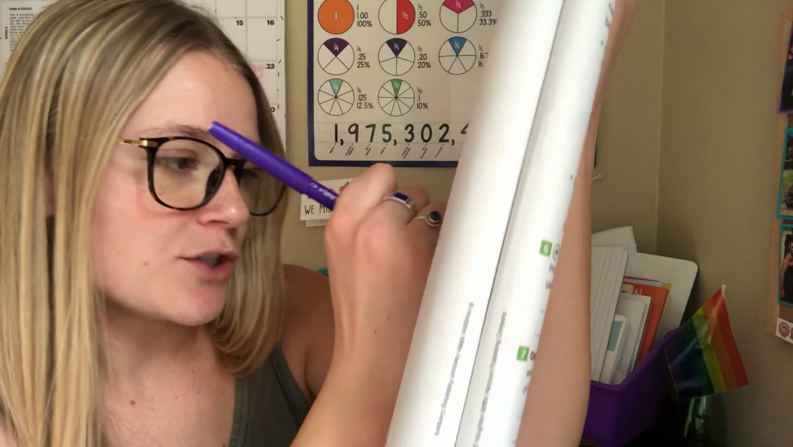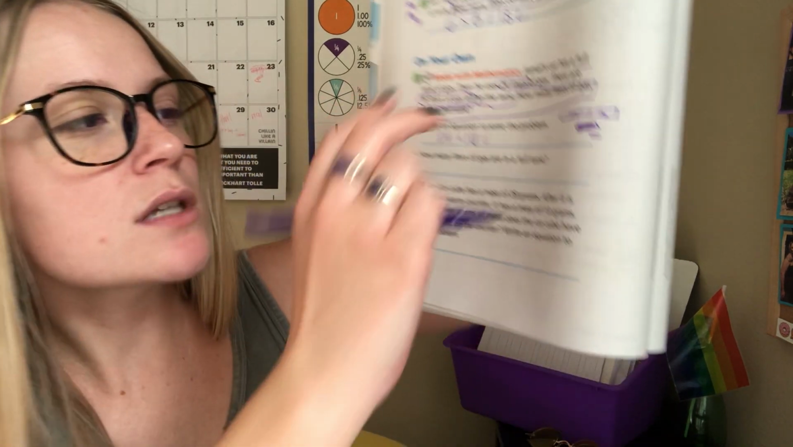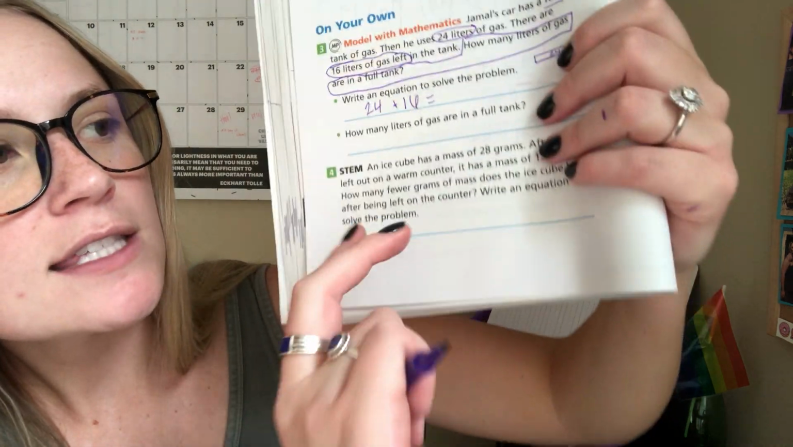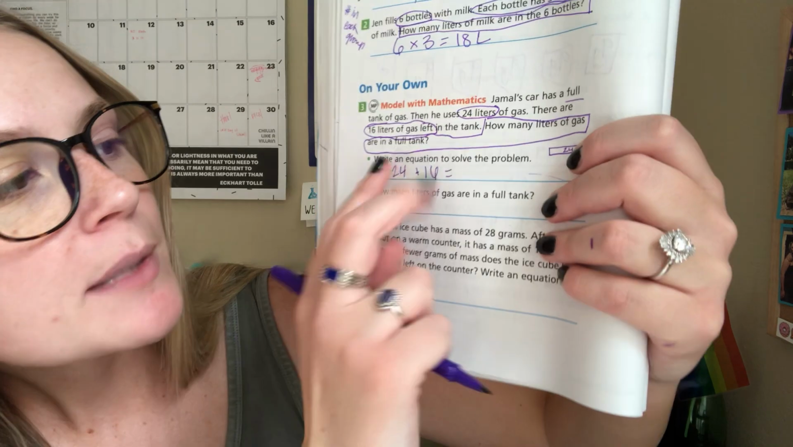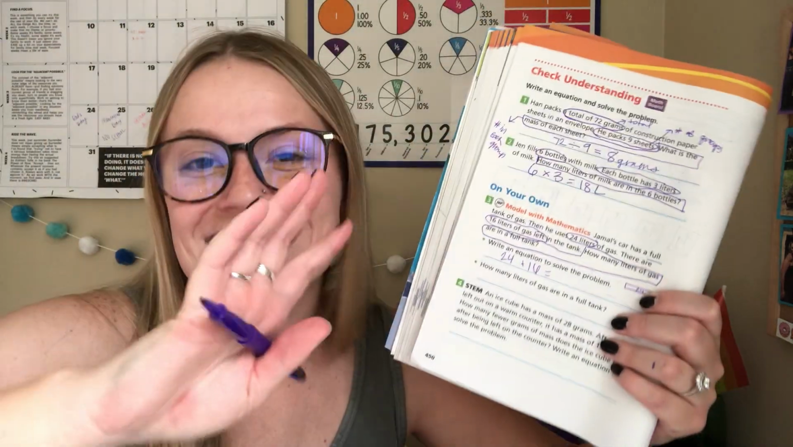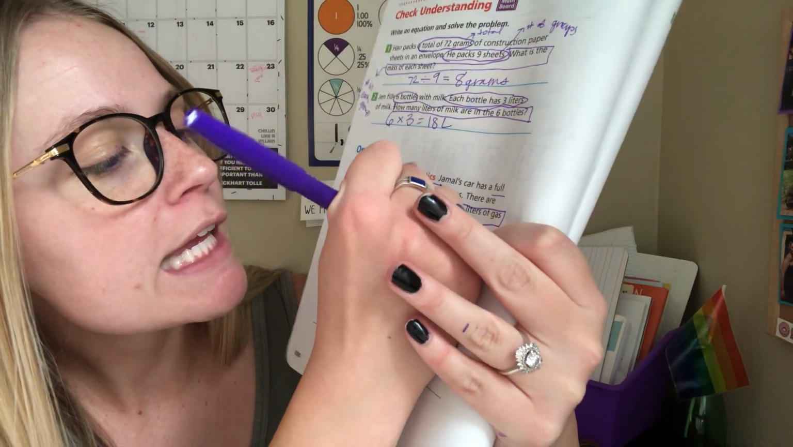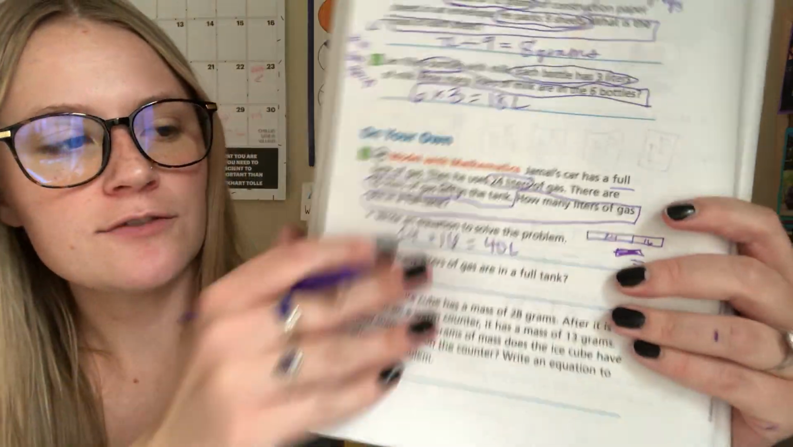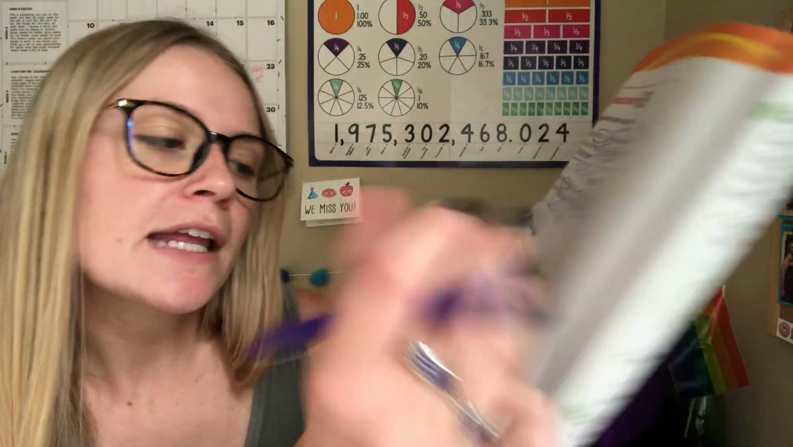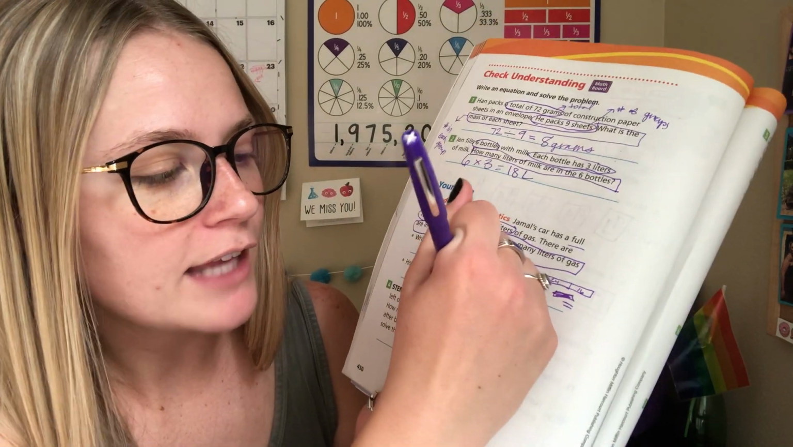So I'm going to say 24 plus 16 equals, oh my goodness, I see 2 best friends, 4 and 6. 4 and 6 make a 10. So I'm going to take those 6 and 4, make a 10. Now I have 20 plus 10 plus 10, and that gives me 40 liters of gas. So the L is for liters. So how many liters of gas are in a full tank? 40 liters of gas.